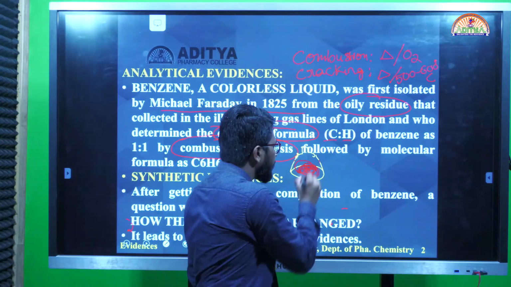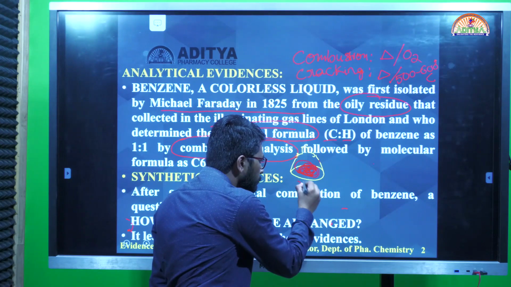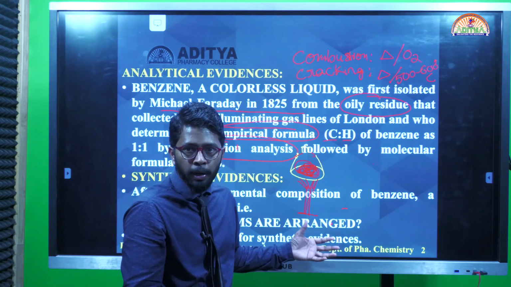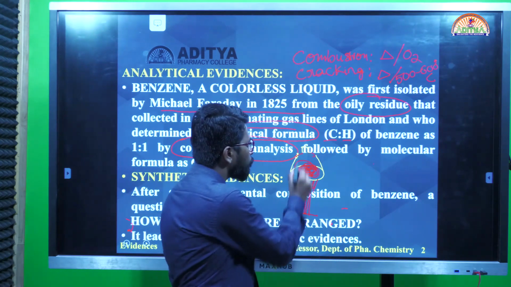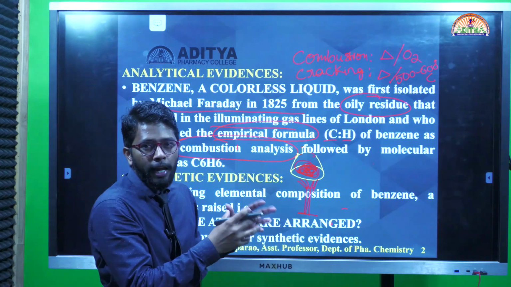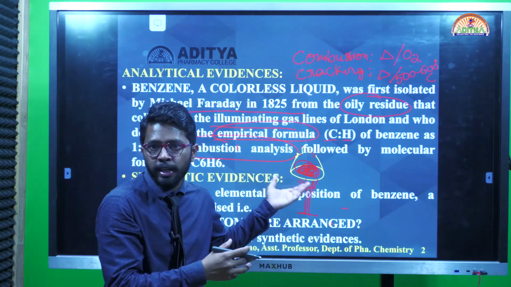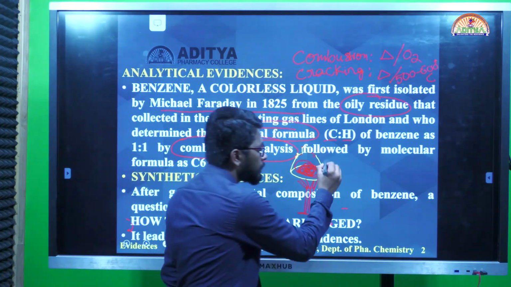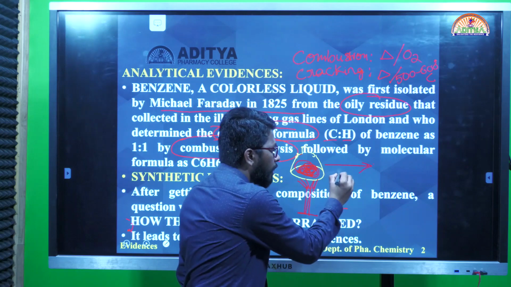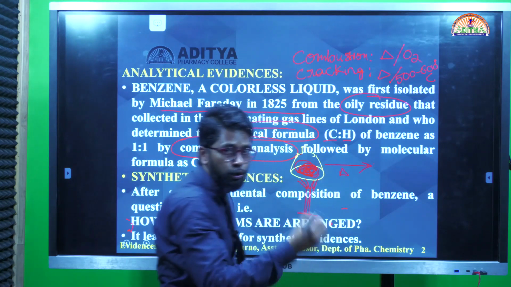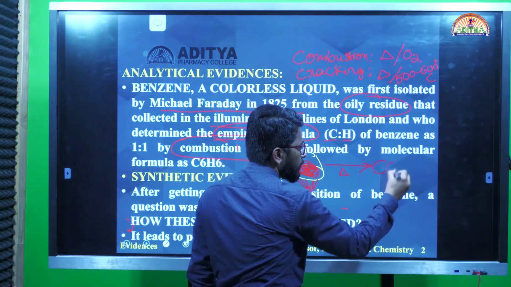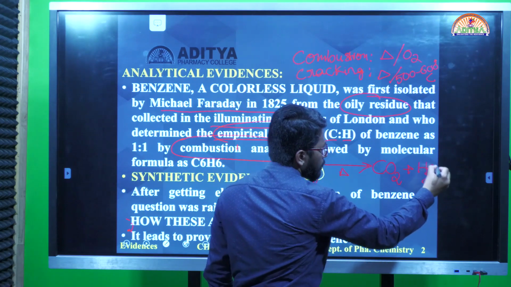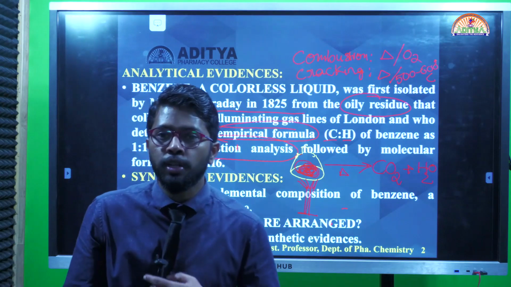I am going to heat this sample using a Bunsen burner in the presence of oxygen. I am going to expose this RBF or conical flask to the atmosphere itself. What happens is that it is decomposed into carbon dioxide and water. These are the final products under the combustion analysis.